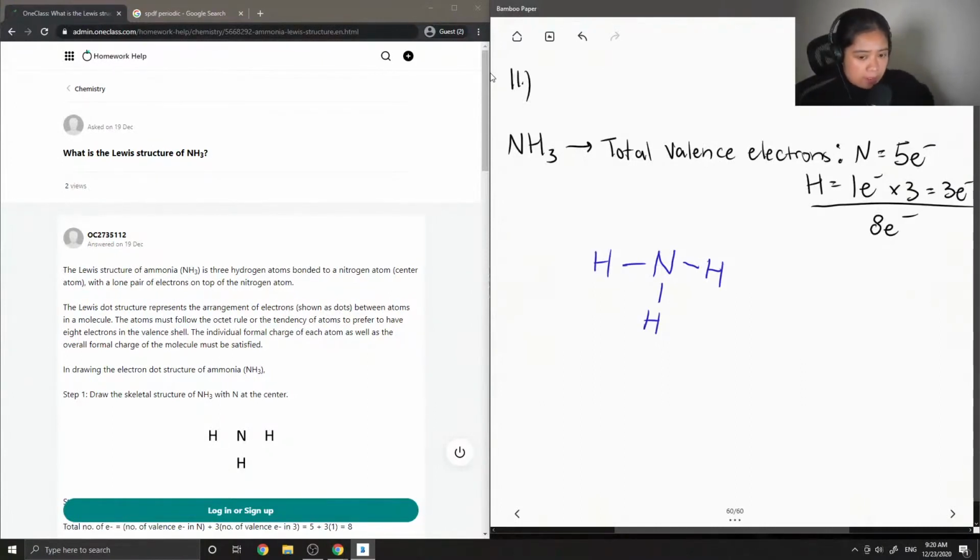Okay, so after you show your basic skeleton of the Lewis structure, let's see how many electrons I have drawn so far. So every bond contains 2 electrons, and there are 3 bonds. So I have drawn 6, but I need a total of 8. So for the last 2 electrons, I'll add them as lone pairs on my nitrogen.